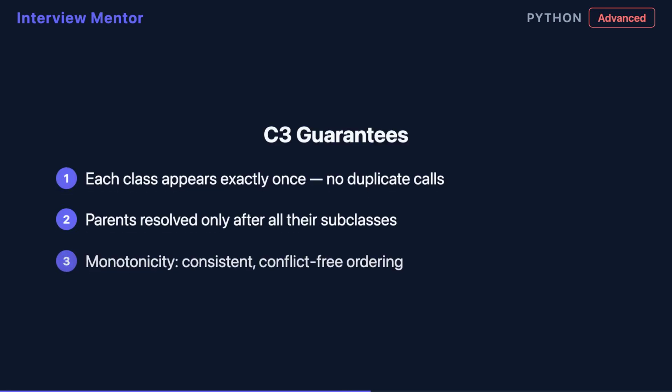C3 enforces two properties. First, every class appears exactly once, so A's method runs only once regardless of path count. Second, parent classes are always resolved after all their subclasses. This monotonicity is what makes complex multiple inheritance consistent and conflict-free.